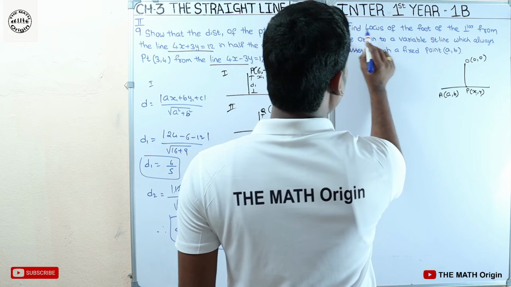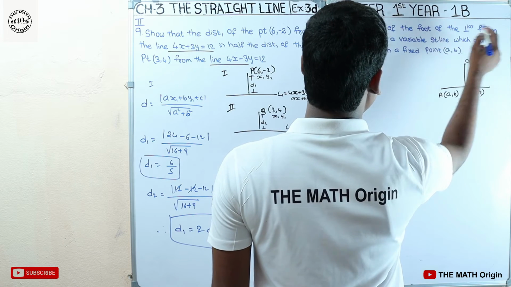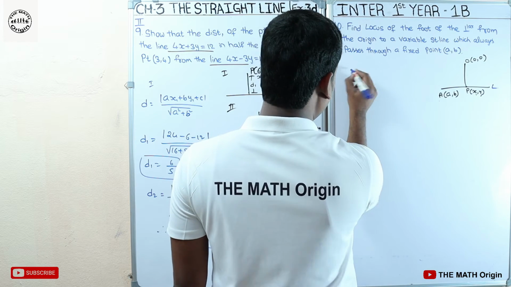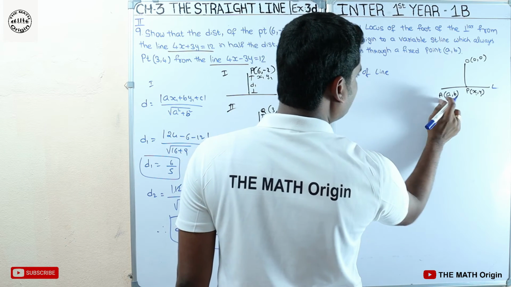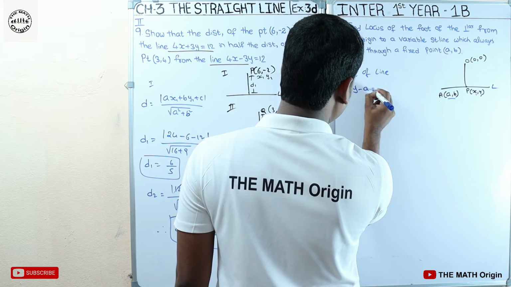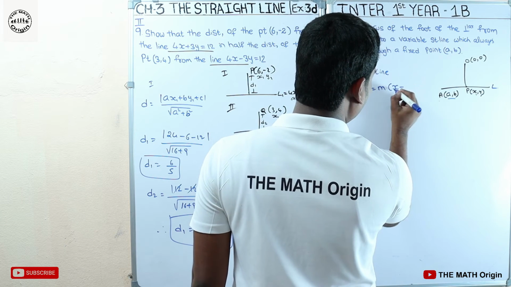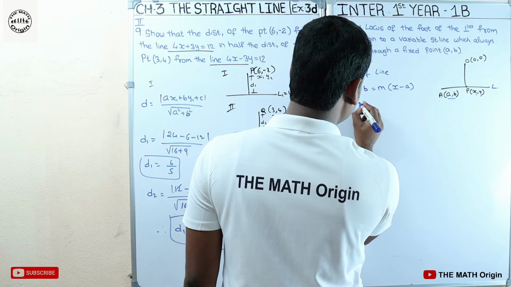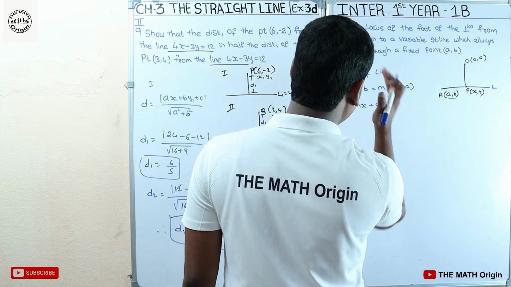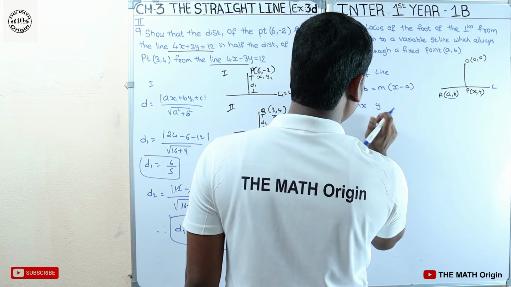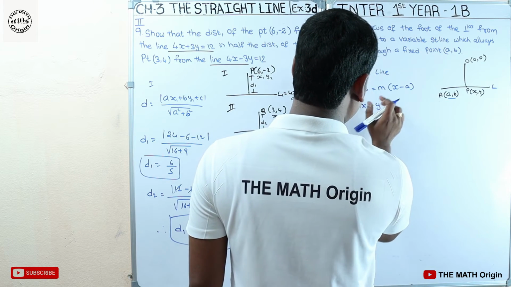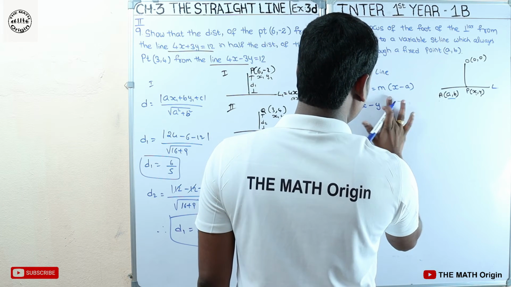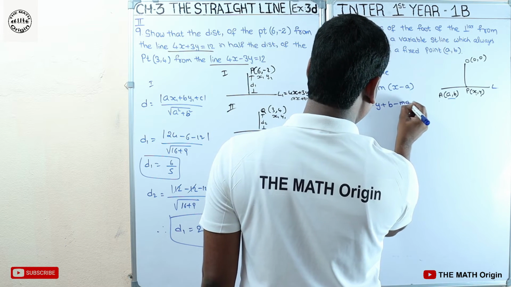Now if you see, we need to find the locus of the foot of the perpendicular from the origin to a variable line. So for the equation of this line, let's find the slope. The equation of a line through this point with slope m is y minus b equals m into x minus a, that is y minus y1 equals m into x minus x1. So now we get mx minus y plus b minus ma equals 0.